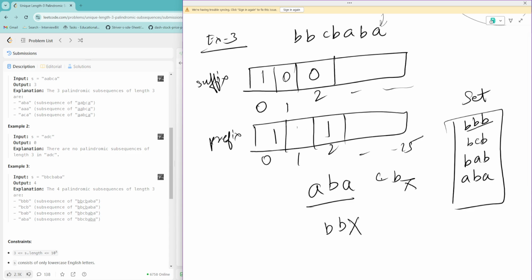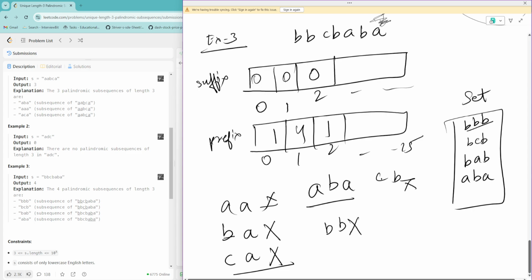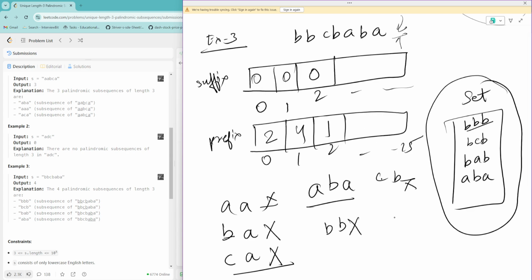Before moving to the next, increment its prefix. It is 4. A, 0. If I am at A, I have A to its left, but I have nothing to its right. I am at A, I have found B to its left, I have nothing to its right. I am at A, I have found C to its left, I have nothing to its right. So I'll move to the next. Before moving to the next, I'll increment our prefix by 1. So if all the characters of the string are over, then I have found the 4 palindromic subsequences of length 3.